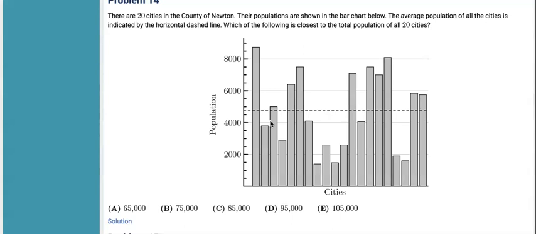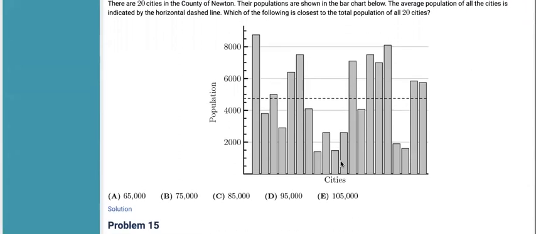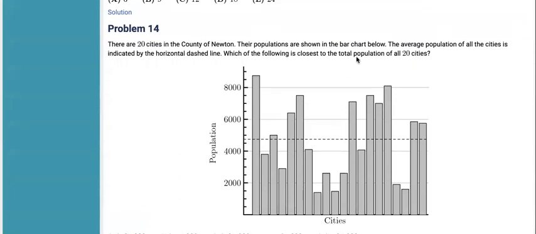See, you can never take not sillying for granted. They're always going to be there. The answer is D, 95,000. Okay.